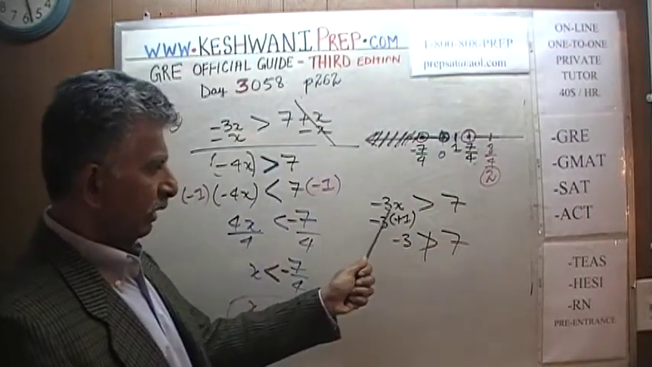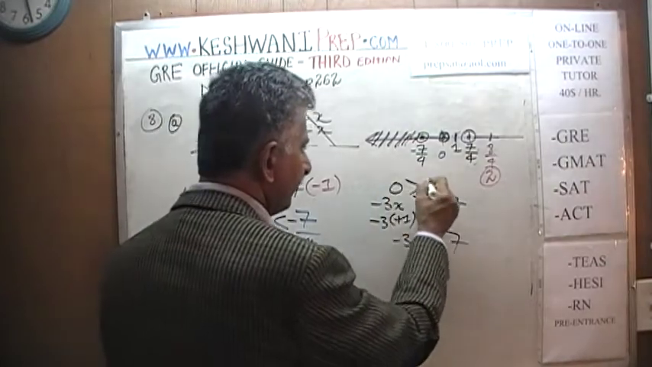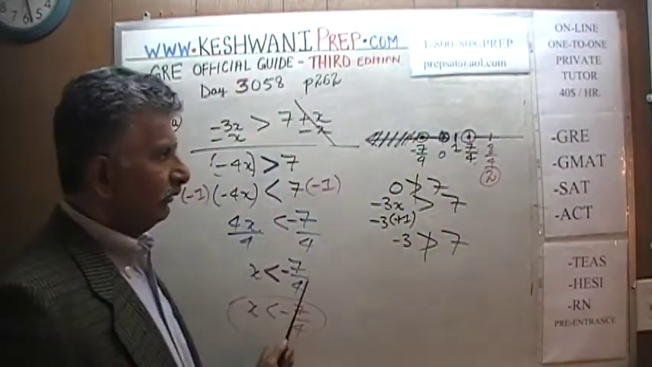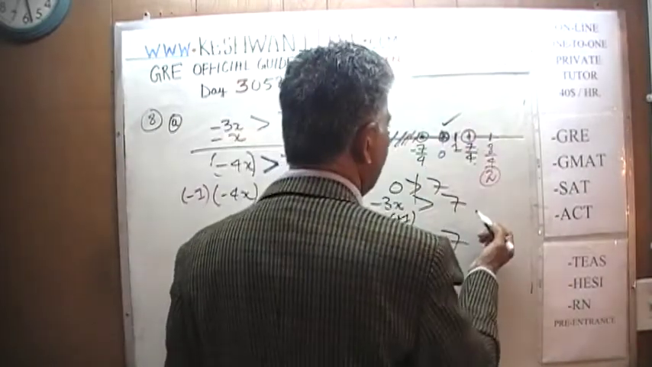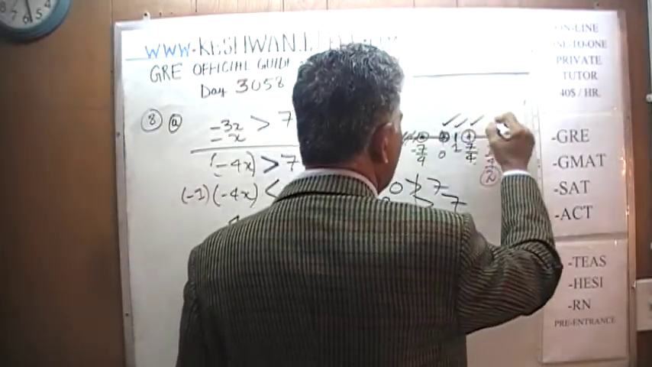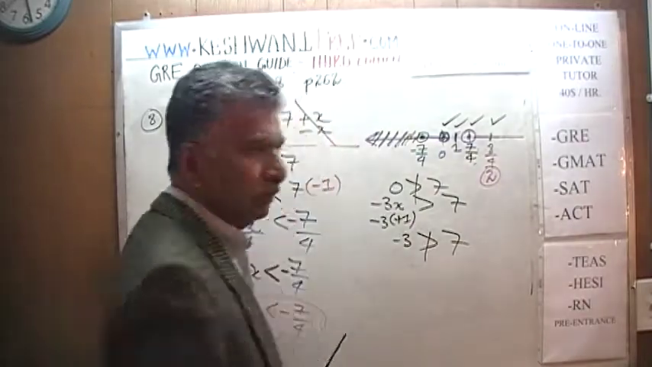0 would not work at all. If you put in 0 here, it says 0 is greater than 7, which is not. You see, because they are all outside the solutions, all of these 3 points. 0 is outside the solution set, so is 1, so is 7/4, so is 8/4.